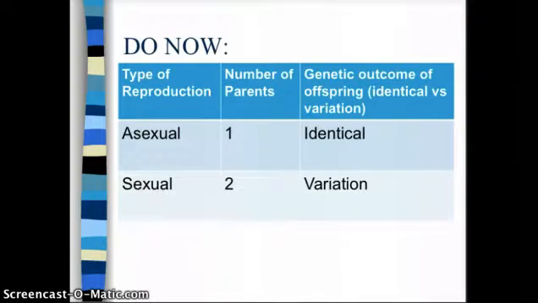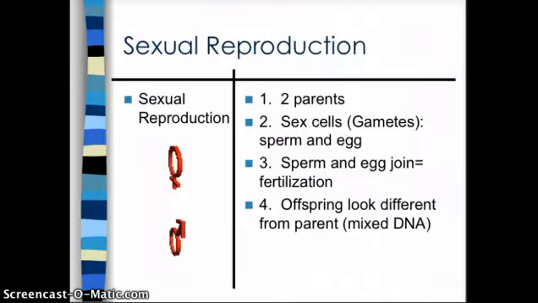Asexual reproduction results from one parent, so the genetic outcome of the offspring is identical. Whereas with sexual reproduction, the number of parents is 2, and there is variation in the offspring. Sexual reproduction involves 2 parents. Sex cells, otherwise known as gametes, are sperm and egg. Sperm and egg join in the process of fertilization, and the offspring look different from the parents. It's mixed DNA.